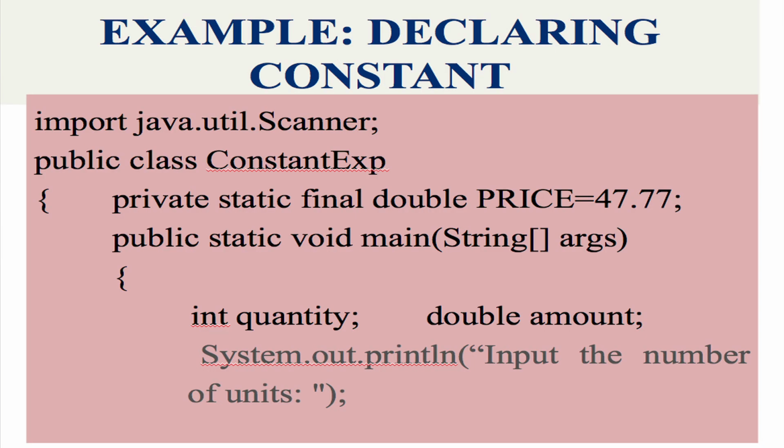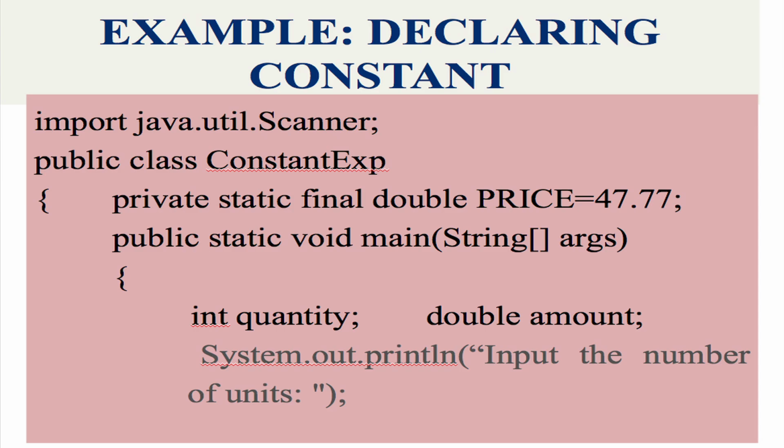Now see this example where we are declaring the constant. In this program you can see first the line import java.util.Scanner. We are inputting a value in this program, so that's why we have mentioned java.util.Scanner. This is used for scanning, meaning input of any value in the Java program.